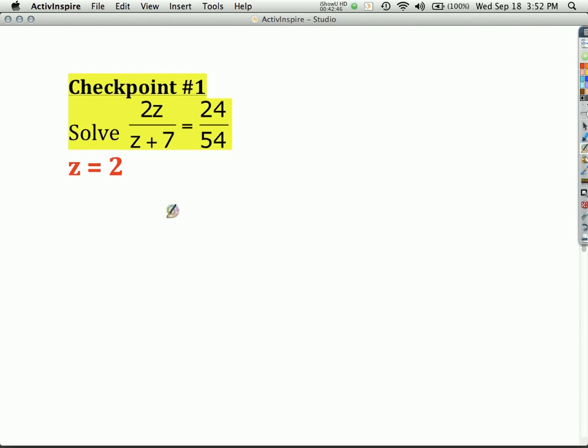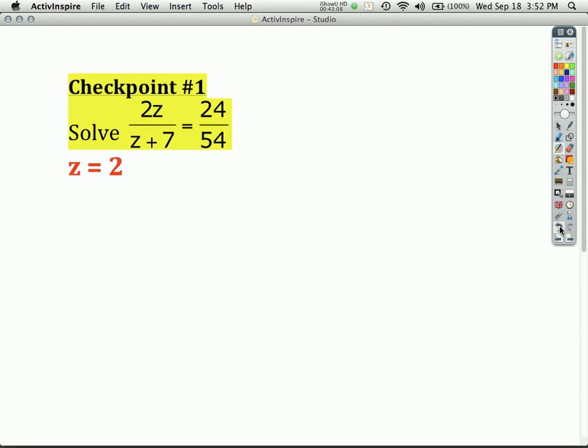Give me a thumbs up if you got it correct. Okay, put your thumbs down. Give me a thumbs up if the first thing you did was the cross product. Good. Put your thumbs down. So what I saw from all of my classes, the biggest issue seemed to be what this meant.